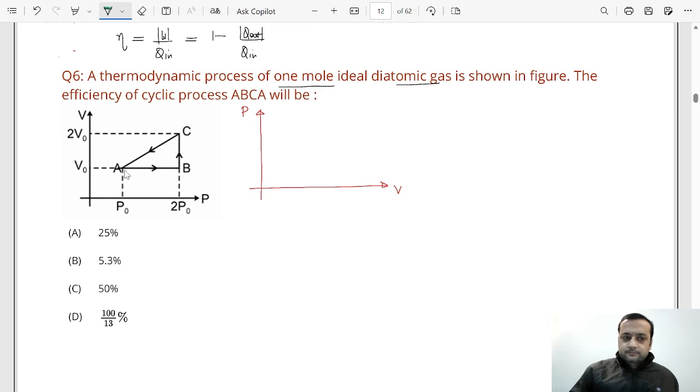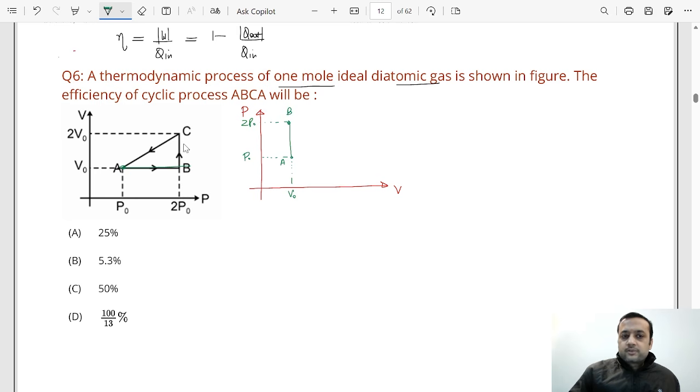Look, at point A the pressure was P0, volume was V0. So let's choose point A over here. Here the volume will be V0, and here the pressure will be P0, right? So this is your point A. Now we are going from A to B. Pressure has become 2P0 and volume remains V0. That means it is like this. Pressure has become 2P0, and volume remains V0. So this is the point B.